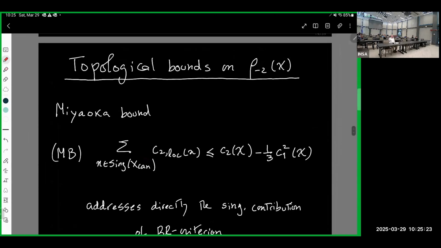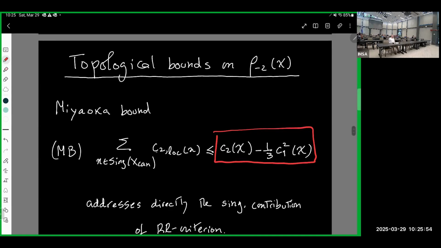Okay. So now the question is, how do I bound the number of minus 2 curves on a rational surface? All right. So there is a Miyaoka bound. The Miyaoka bound tells me that if I have a rational surface, I have this amount to spend on singularities, and each singularity costs a certain amount of money, which is the localized second Chern number. So this is a way of bounding the singularities on a certain rational surface. If I have a surface with these Chern numbers, I know that my singularities can only cost this amount, right?